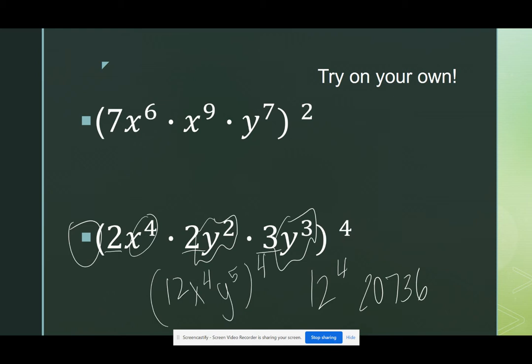And then we have 4 times 4, which is 16. 5 times 4, which is 20.